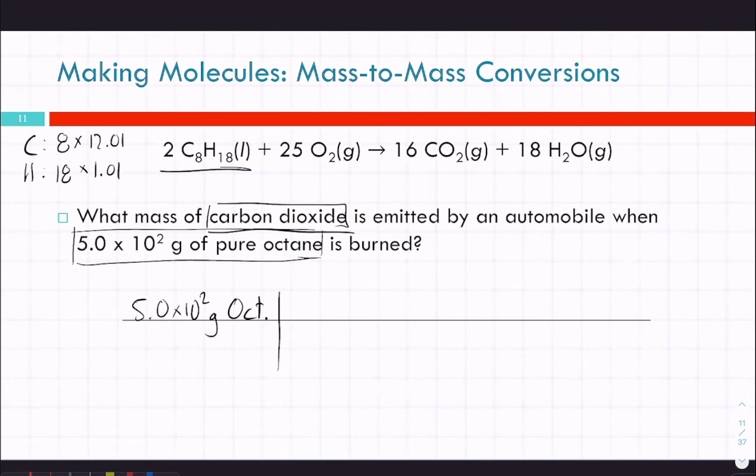So once we have those individual masses, multiply the number of carbon atoms by the mass of carbon. So 12.01 times 8 will be 96.08. 1.01 times 18 will be 18.18. And then we add those together. So our mass of octane is 114.26 grams per mole octane.